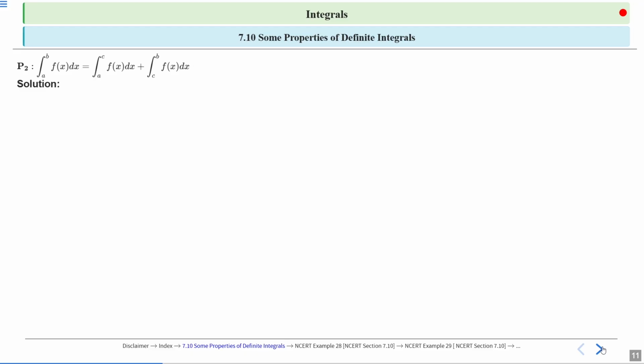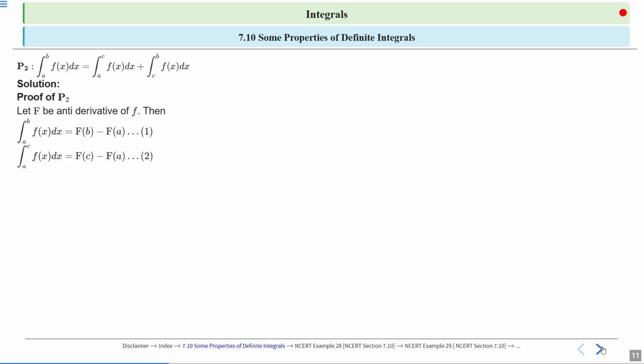Now, how can we prove this? Let's consider capital F to be an antiderivative of f. Then, by the fundamental theorem of integral calculus, the value of the definite integral from a to b of f(x) dx is capital F(b) minus capital F(a). This is equation 1. Now just calculate the right hand side. The value of the definite integral from a to c of f(x) dx: here the upper limit is c, so it becomes capital F(c) minus capital F(a). This is your equation number 2.